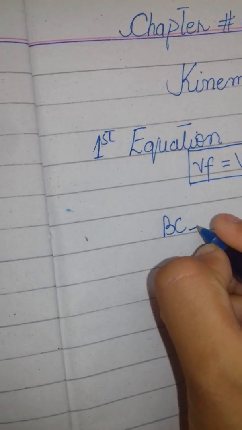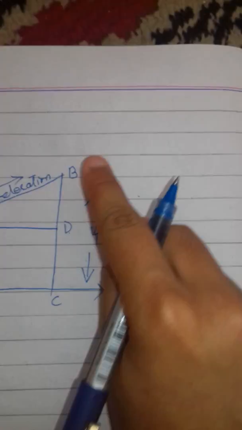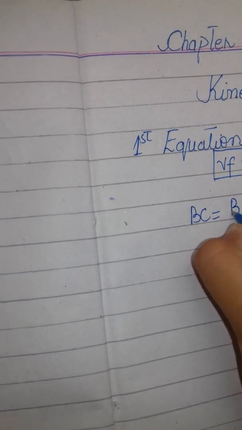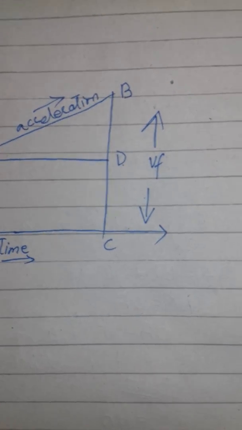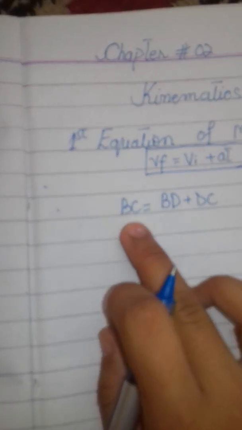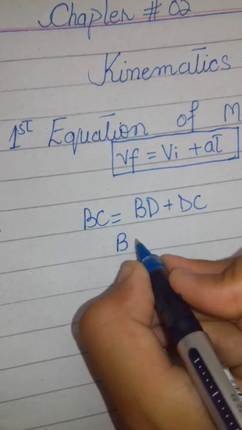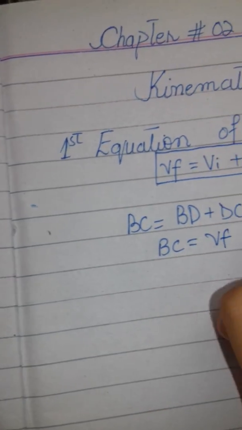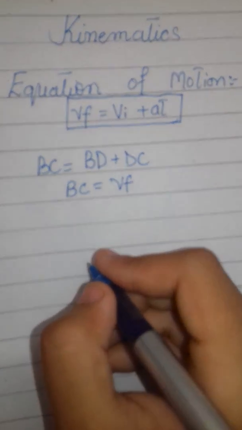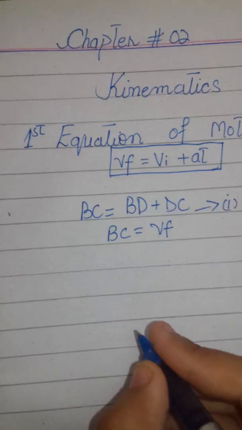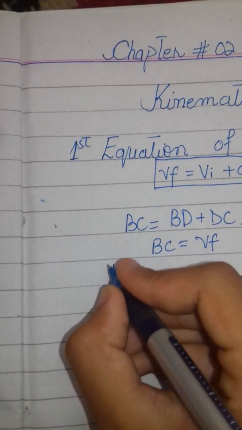B and C, and what is BC equal to? When we add BD and DC, then we get BC. BC equals BD plus DC. What is BC equal to? Final velocity. BC is equal to Vf. This is equation 1.